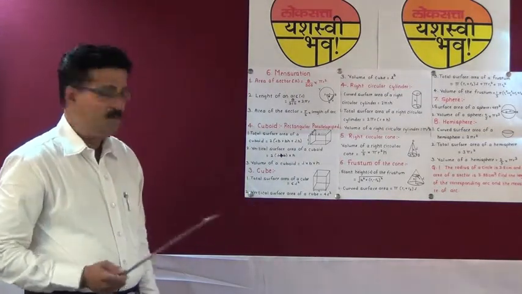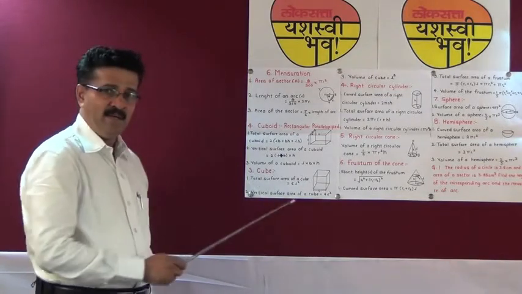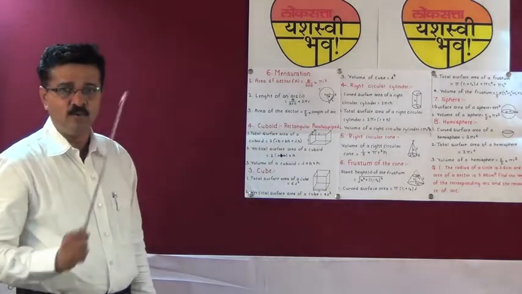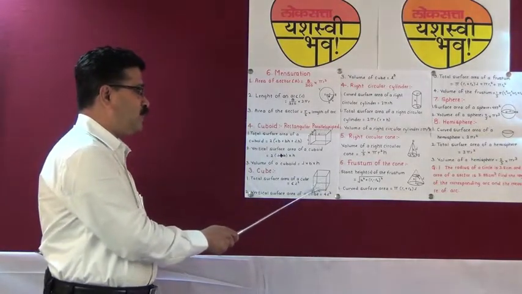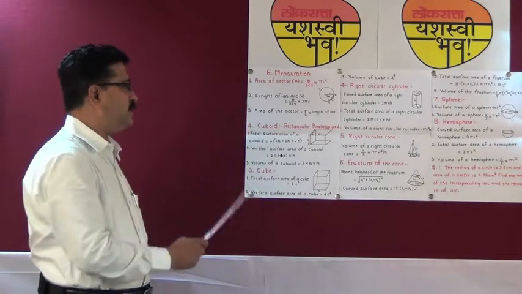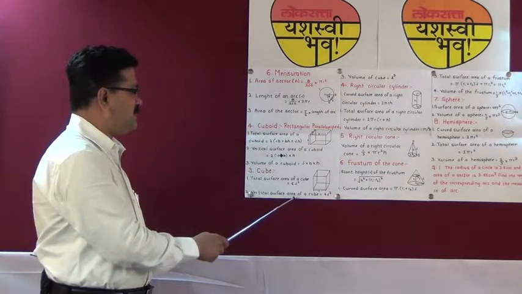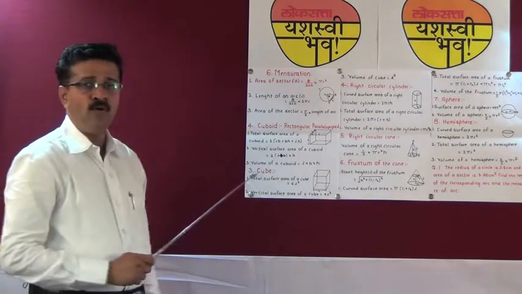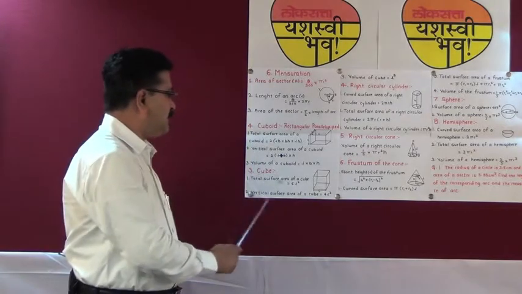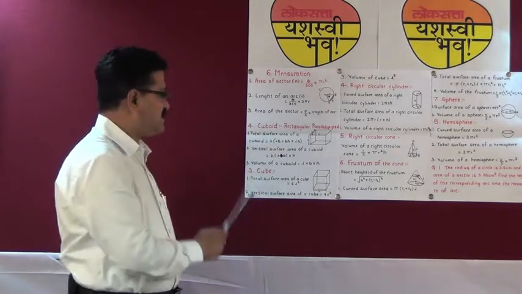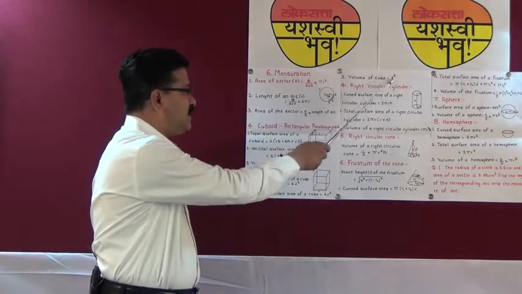The next solid figure is cube. What is a cube? A cube is a cuboid having all 3 dimensions equal, means all the dimensions are equal to L. Length, breadth and height are the same. The vertical surface area of a cube is given by 4L square. And the total surface area of a cube is given by 6L square. Volume of a cube is given by L cube.